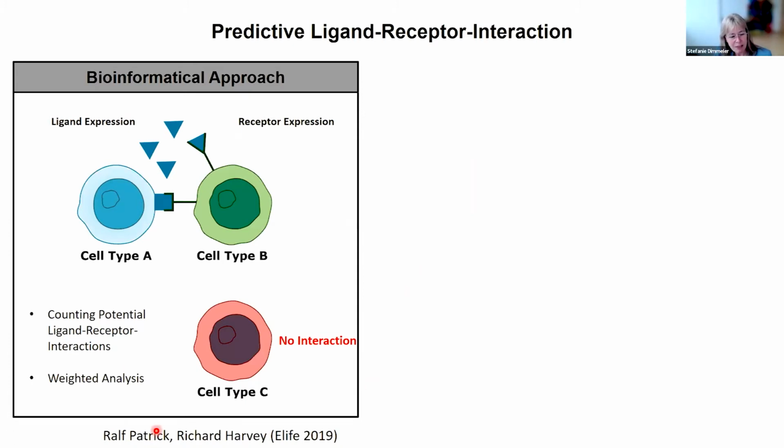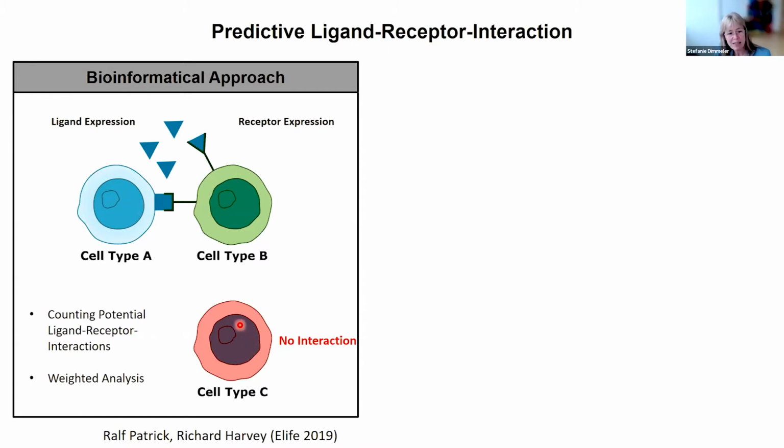At that time, we teamed up with Ralph Patrick and Richard Harvey in Sydney, who at that time already had a very nice tool to address putative ligand interactions. And we did so by counting the expression of ligands, either membrane-bound or soluble ligands, and the expression of receptors. So if a cell has a receptor and a ligand, there could be an interaction, and this is counted as a potential predicted interaction.